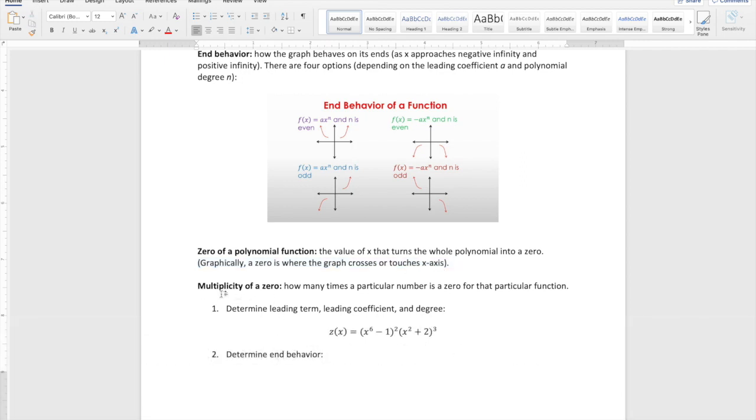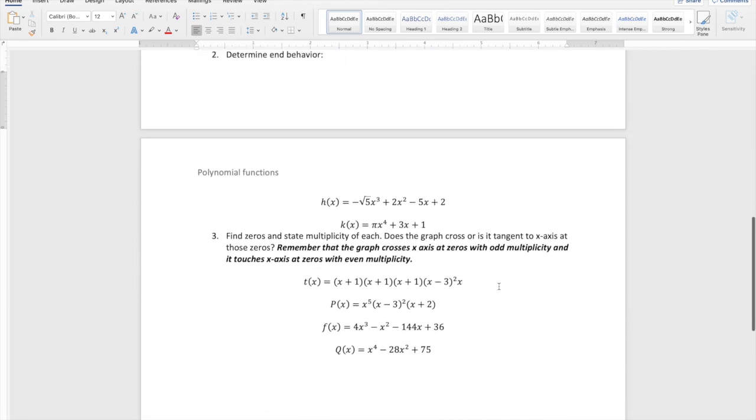Finally, the multiplicity of a zero is how many times a particular number is a zero for that particular function. And I'll show you how to find it. It looks more complicated than it really is. So these are the definitions, and I have a few examples here that we'll go through.